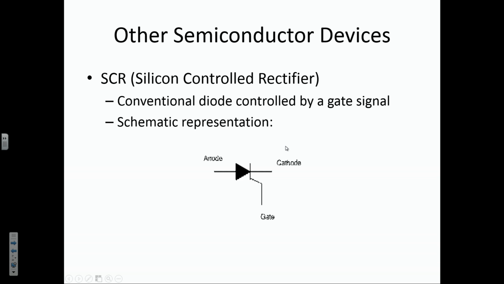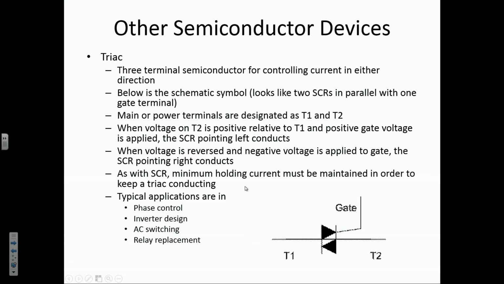I'm going to go through about 3 different semiconductor devices that are based on transistors. This one is called a silicon controlled rectifier, or SCR. It's basically a conventional diode that is controlled by a gate signal. You remember we covered diodes last time. It's either an N and P junction or a P-N junction, except in this case you've got a gate on it like you have with a transistor. So it's a conventional diode controlled by a gate signal, and this is a schematic representation.